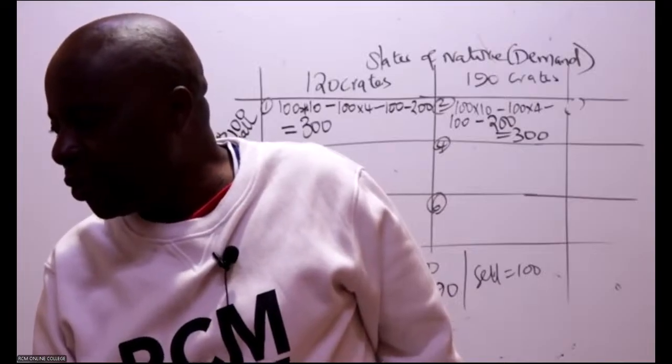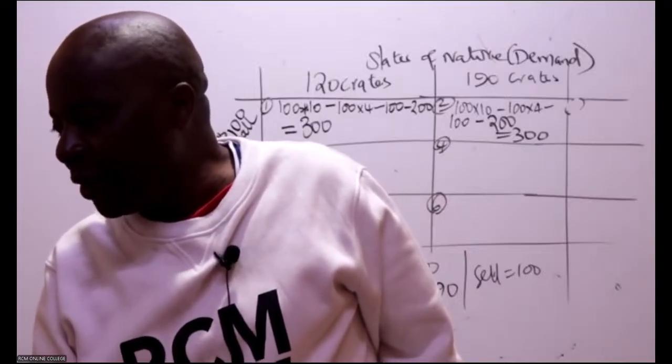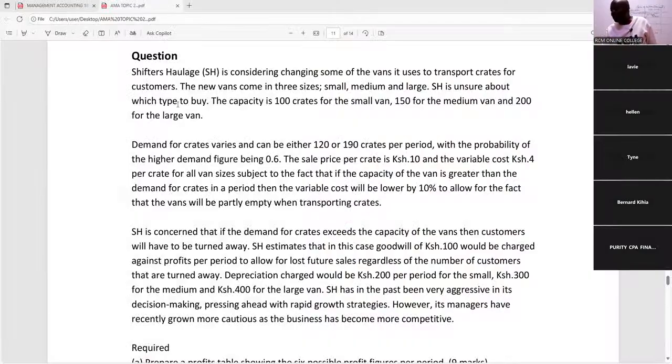There is a handout which you have shared, which I believe everybody has because Lilian has been sharing. At the very last pages, you'll be able to see it. You can even do a quick find, Control F. You search for shifters haulage from that handout. And this is the last question. You'll never see us again doing a question of payoffs. The last question you're doing.